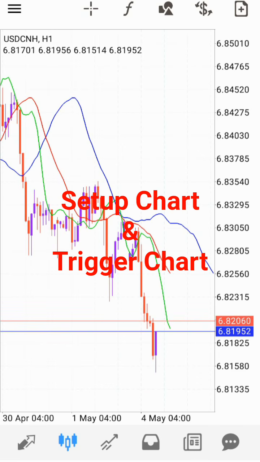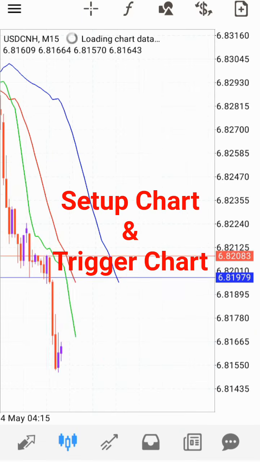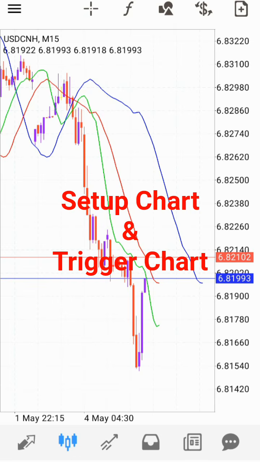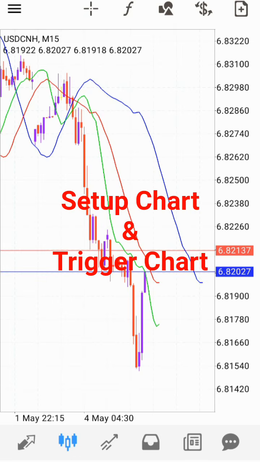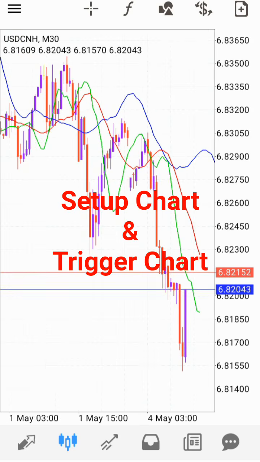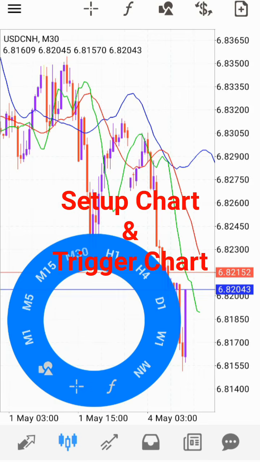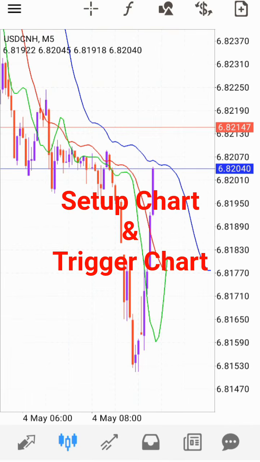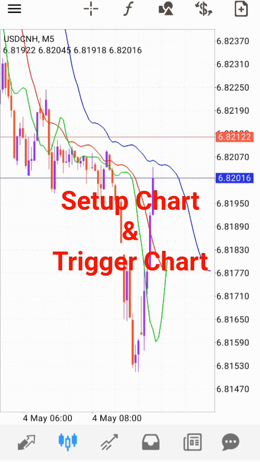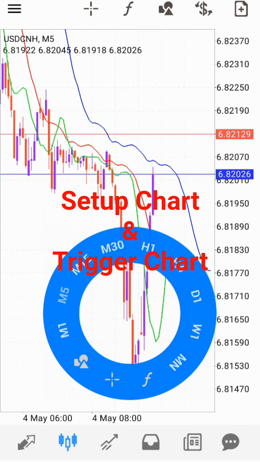And if this 1 hour were to be my setup chart, I'll consider the 15 minutes chart to be my trigger chart. That means there is 4 15-minutes in 1 hour. And if this 30 minutes were to be my setup chart, I'll consider the 5 minutes to be my trigger chart. That means there is 6 5-minutes in 30 minutes. Okay, so that is it for setup chart and trigger chart.